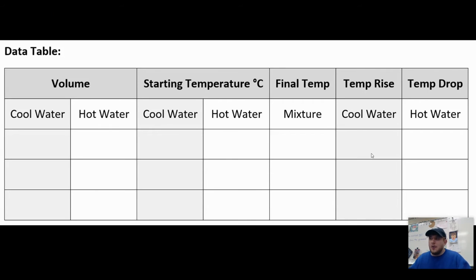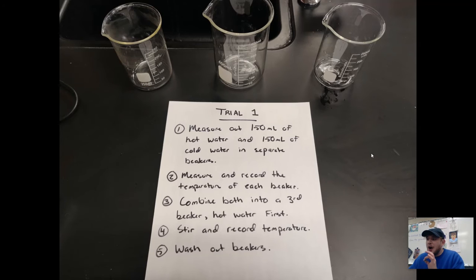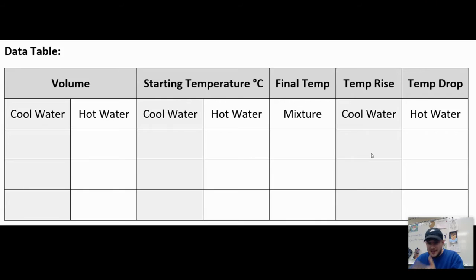All right. So we have a data table. In this data table, we're going to fill it out as we go. So the first trial is going to be the first row. That's what we're working with right now. So I just said we're measuring out 150 milliliters of hot and 150 milliliters of cold. So on your data table, where it says volume, that's how much water we're using. Under the cold water, what we're using is 150 milliliters. Same thing with the hot water. We're using equal amounts of both. So in that first row for this first trial, we're using 150 milliliters of cool water, 150 milliliters of hot water. Good to go.